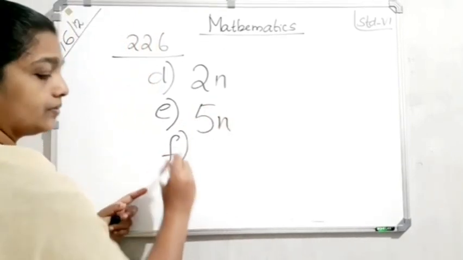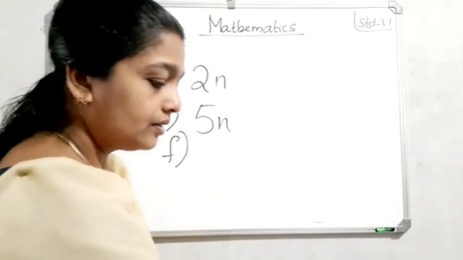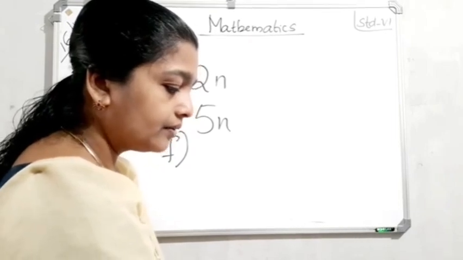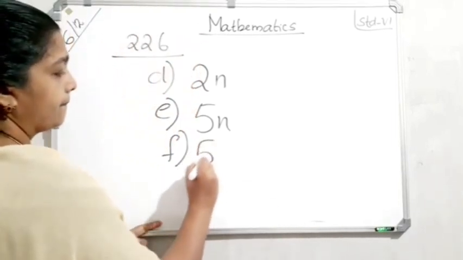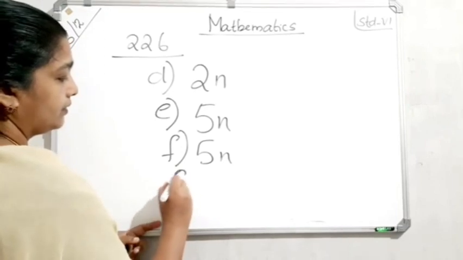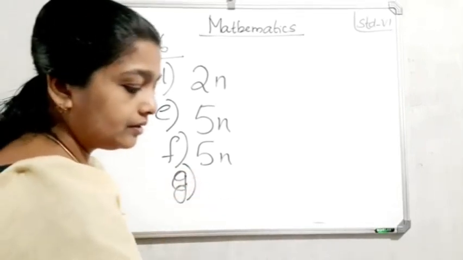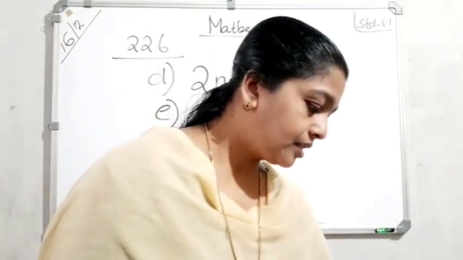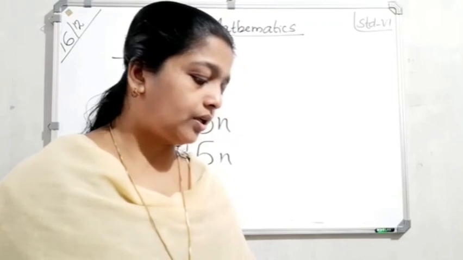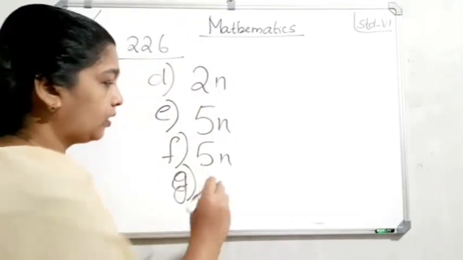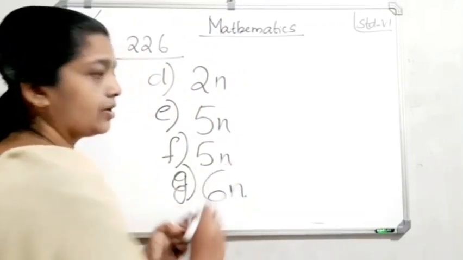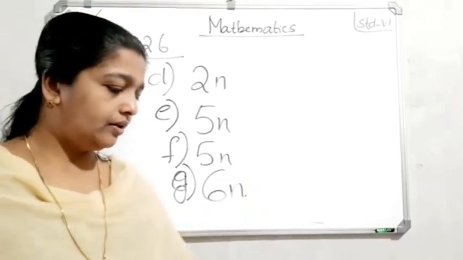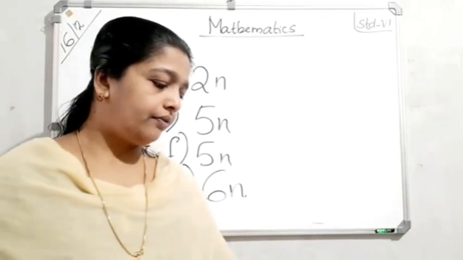Then F. Say the answer for F. F also 1, 2, 3, 4, 5. 5n. Then G. How many for R? R equals 6n. 1, 2, 3. Each one you have to count. So total how many matchsticks? 6. So 6n.